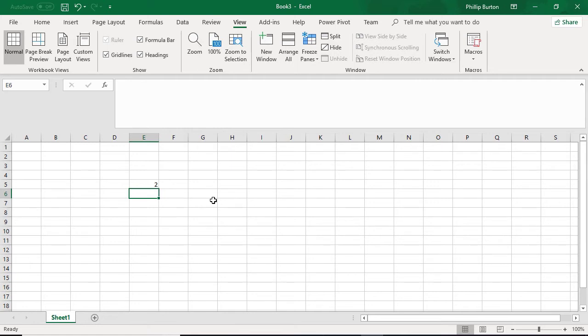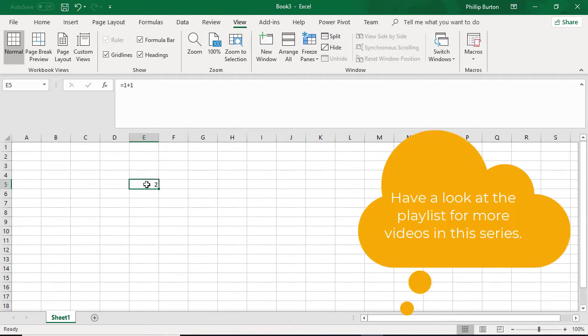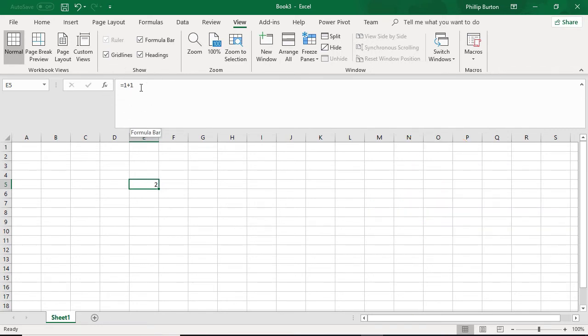But unlike a calculator, look what happens when I go back to this cell. We get the result in the sheet, 2, but in the formula bar up above, we have the formula equals 1 plus 1. So let's choose another formula. Equals 2 multiplied by 3. The multiply sign on my keyboard is Shift and 8. Notice it's not 2x3. So we have to use the asterisk. 2 times 3 is 6.